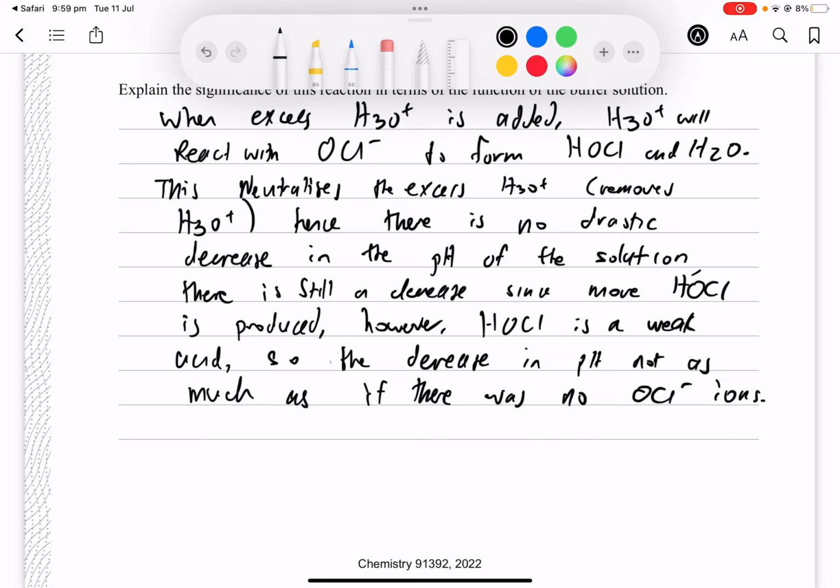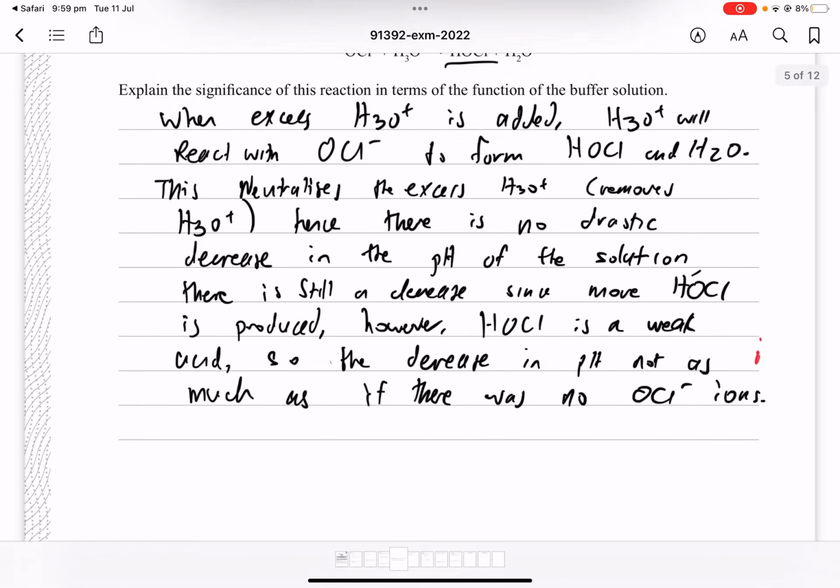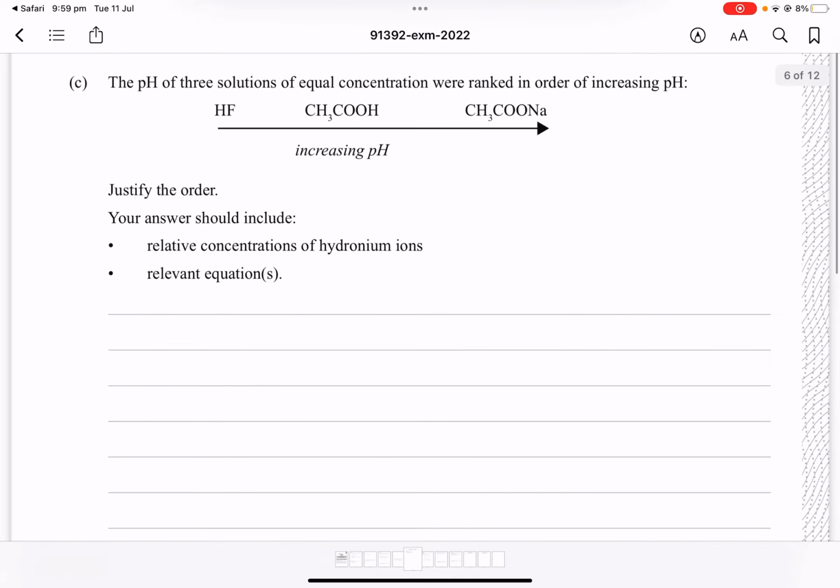Alright, and that is a merit level question, if you can get a correct explanation here. Alright, so let's look at question C. The pH of three solutions of equal concentration were ranked in order of increasing pH. We want to justify the order. So this is relative concentration of hydronium ions and relevant equations.